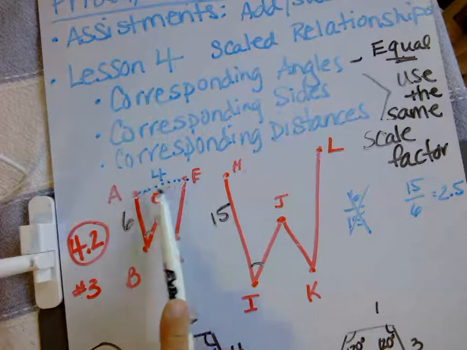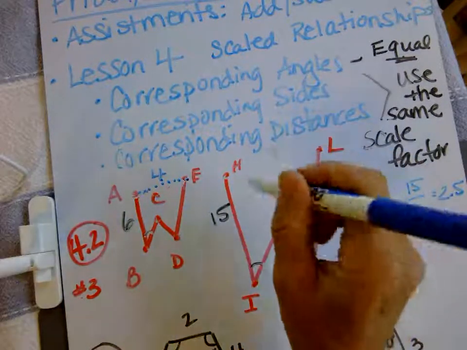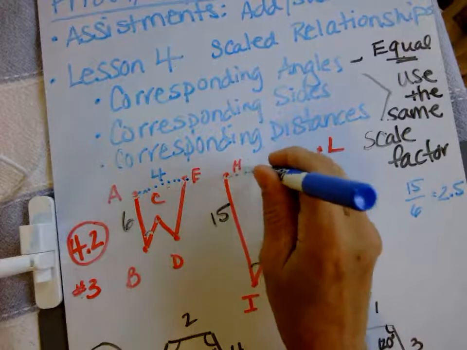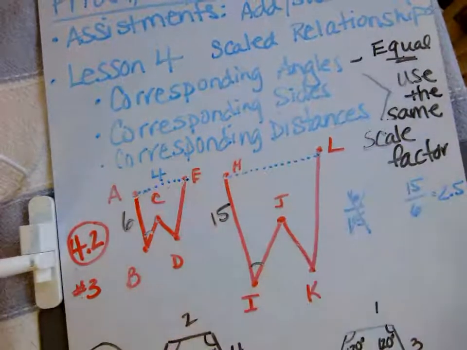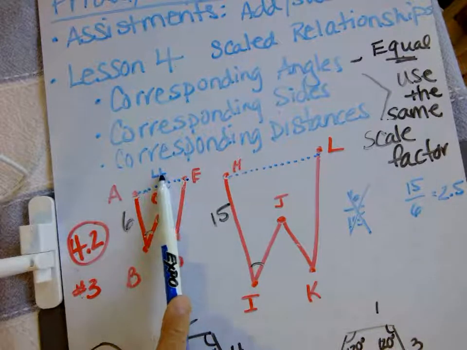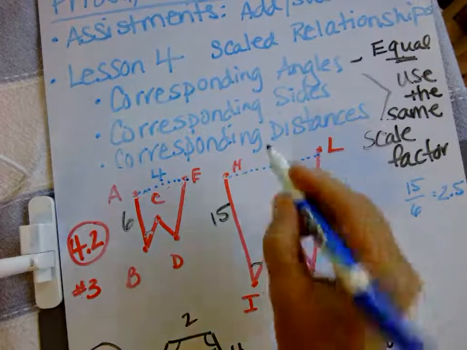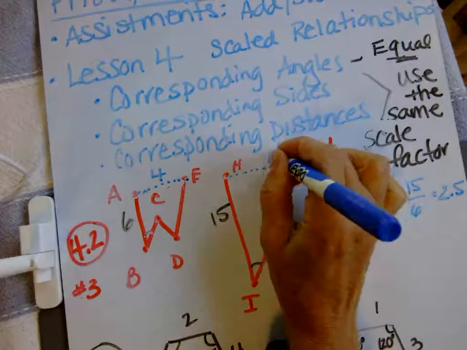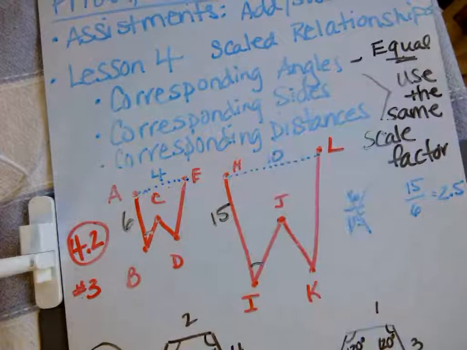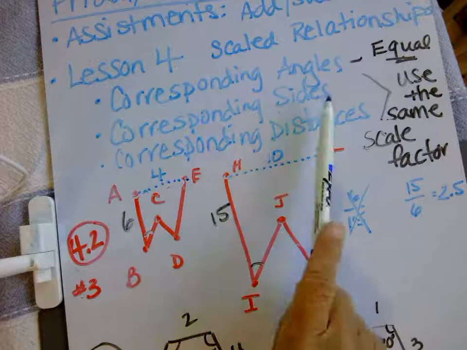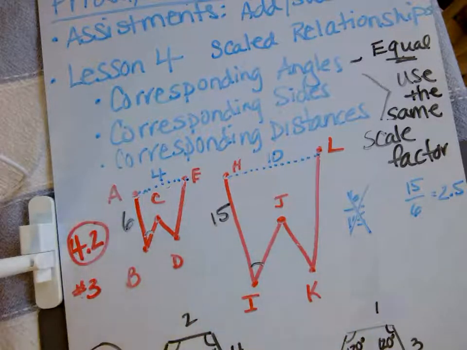Well, the corresponding distance would be the one that matches up. So it would be from H to L, and it would use the same scale factor. So I'm going to multiply 4 by the scale factor, 2.5. And again, you can use your calculator. 4 times 2.5 gives us 10 for that distance. Okay, so we use the same scale factor. The corresponding sides, corresponding distances, we'll all use that same scale factor.